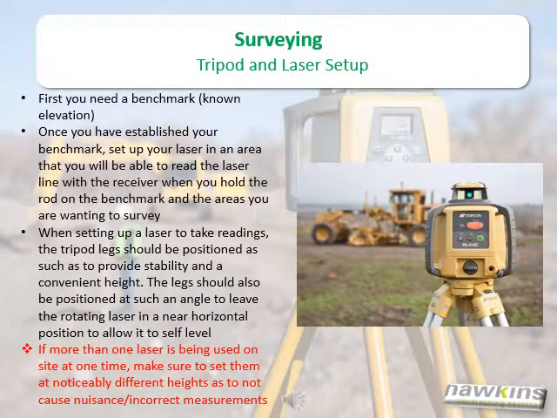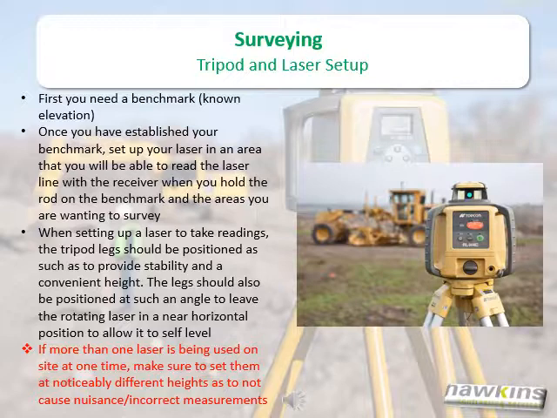Tripod and laser setup. First, you need a benchmark, or known elevation. Once you've established your benchmark, set up your laser in an area that you will be able to read the laser line with the receiver when you hold the rod on the benchmark in the areas you are wanting to survey. When setting up a laser to take readings, the tripod leg should be positioned so as to provide stability and a convenient height.